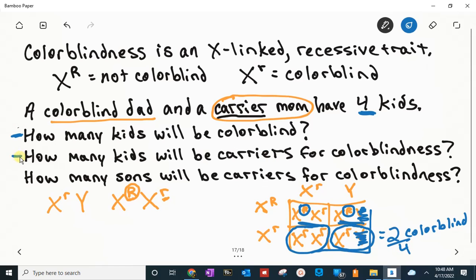Then the next question is, how many kids will be carriers for colorblindness? So if you're a carrier for colorblindness, you don't have colorblindness yourself, but you do have the gene for colorblindness that you can pass on to your children. So that would be this box right here, because this child does not have colorblindness because it has a dominant capital R there, but her second chromosome has that recessive r, so she could possibly pass that down to her children. So this would be 1 carrier.